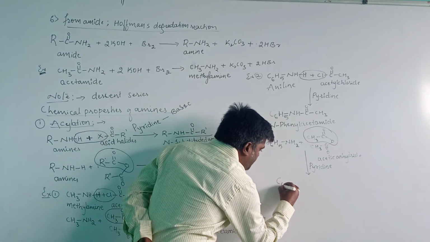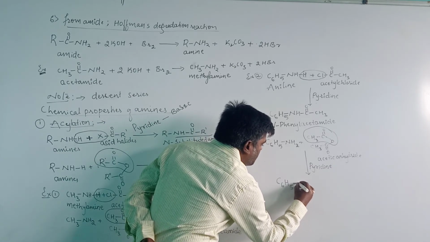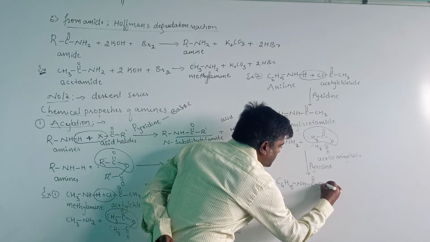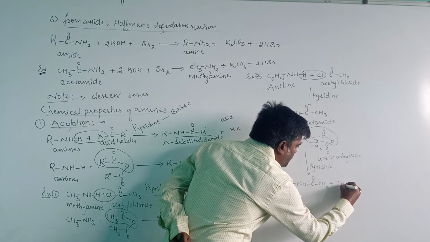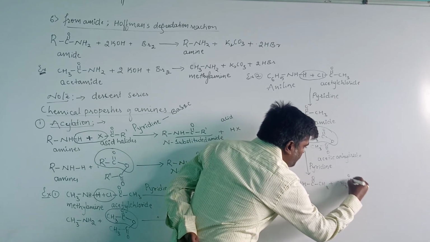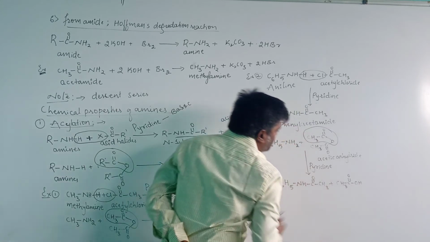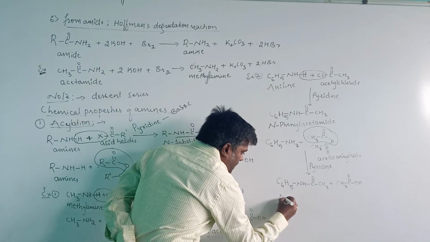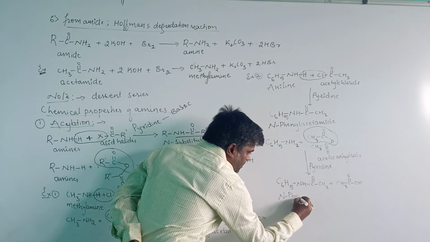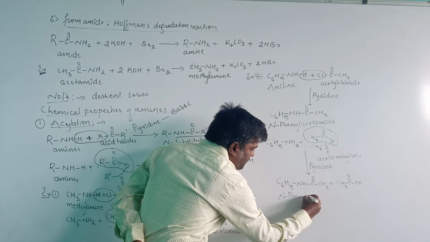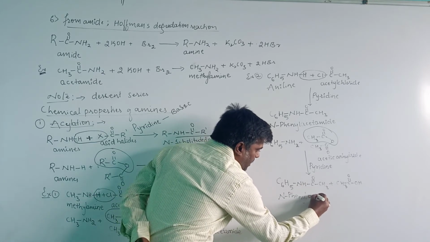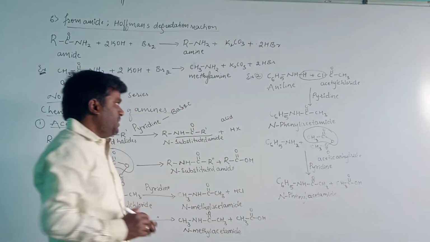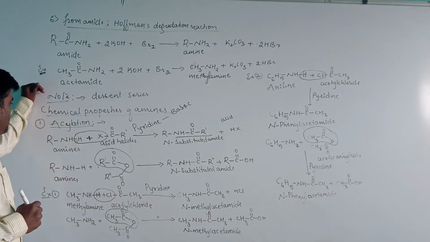Then it will produce C6H5NH-C double bond O-CH3, and the byproduct is CH3-C double bond O-OH here. This compound is known as acetic acid, and the main product is N-phenylacetamide. N-phenylacetamide is the main product. Okay, this is about acylation.